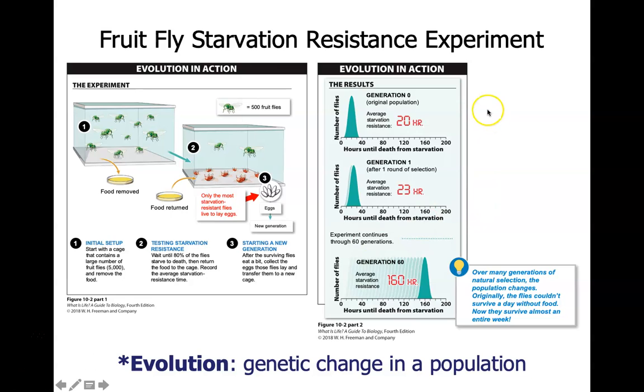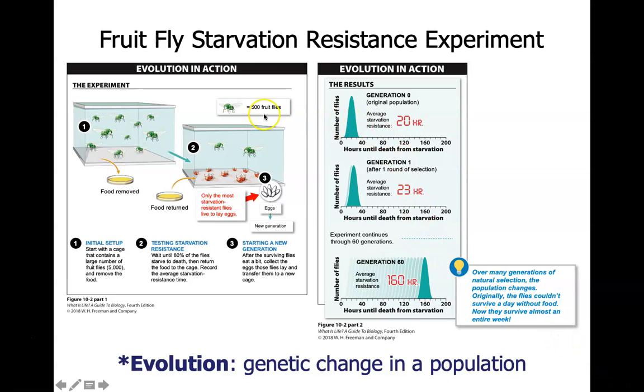What they saw was that the original population averaged about 20 hours without food. After one round of selection, this increased just a little bit. Those flies could survive for about 23 hours, and they were the ones bred for the next generation. Through 60 generations, which is actually not very long for fruit flies, they found that they could have a population of fruit flies that could live for 160 hours before dying of starvation.